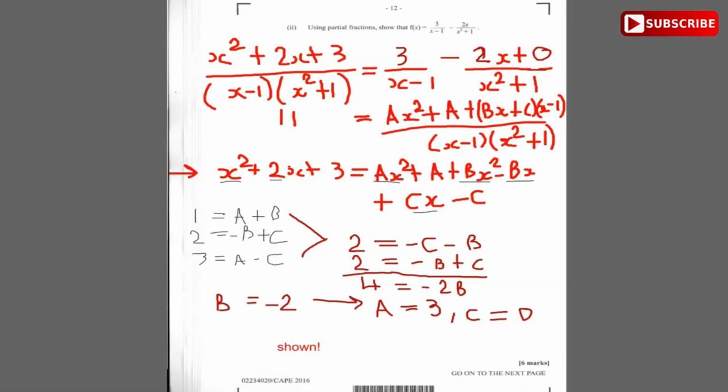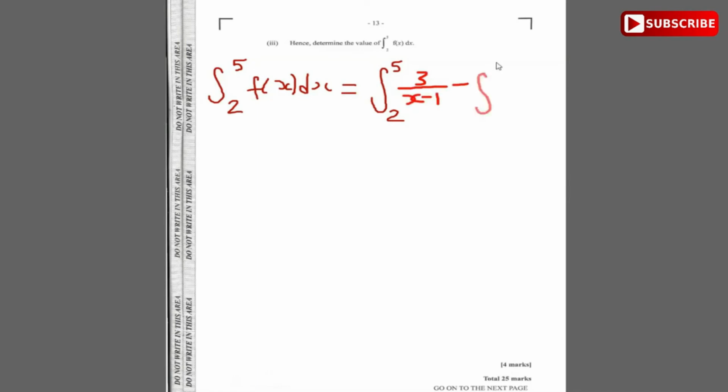All right. So since it says hence, the integral from 2 to 5 of f of x dx is going to be equal to, using the hence, the integral from 2 to 5 of 3 over x minus 1, minus the integral from 2 to 5 of 2x over x squared plus 1. Now I left off my dx, but don't ever do that.